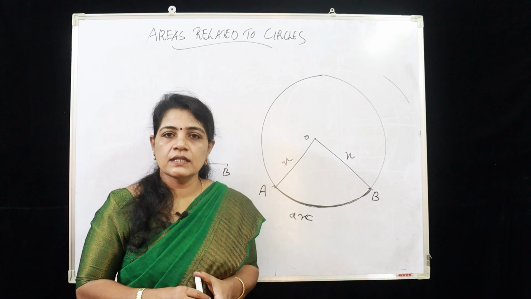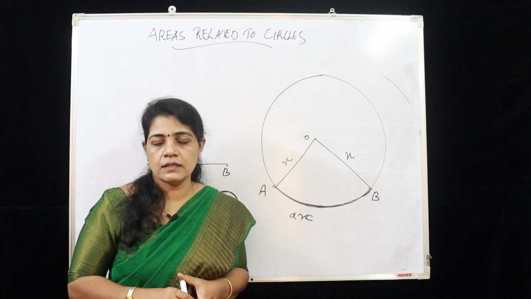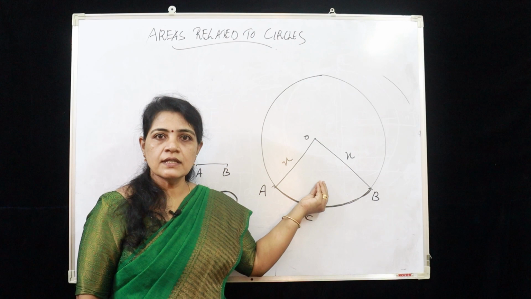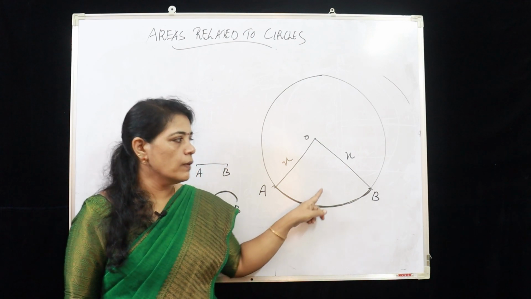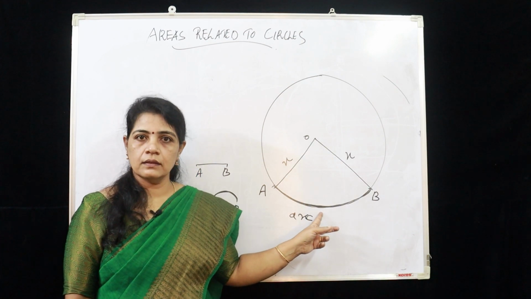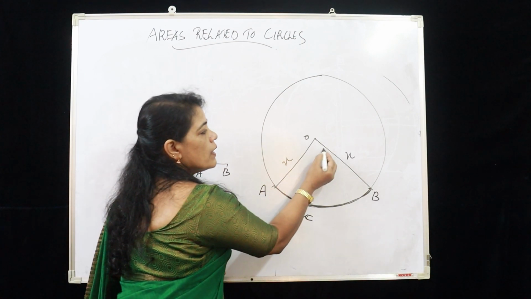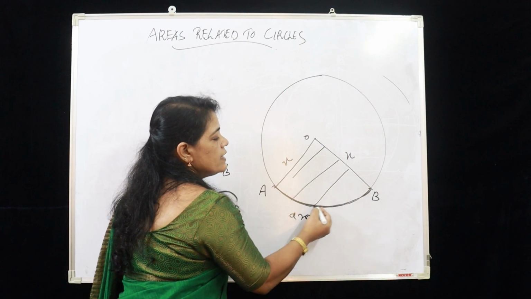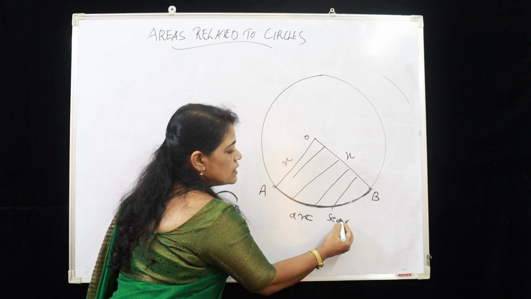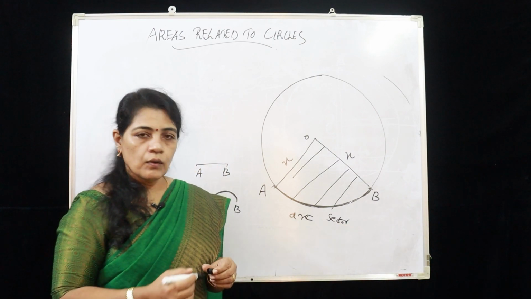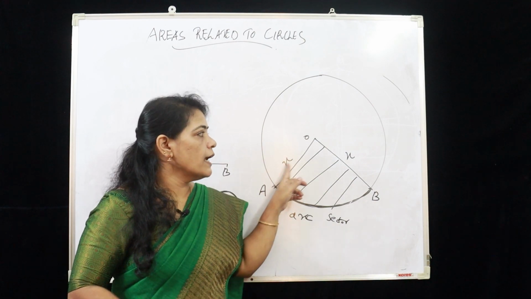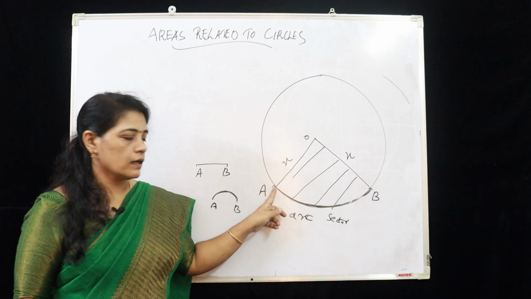The next term is what is the sector of a circle. For that, I am taking this portion. This is the region enclosed by 2 radii and its corresponding arc. So, the region enclosed by 2 radii and its corresponding arc is what we call the sector of the circle. Okay, is it clear, children? That is the region enclosed by 2 radii and its corresponding arc.